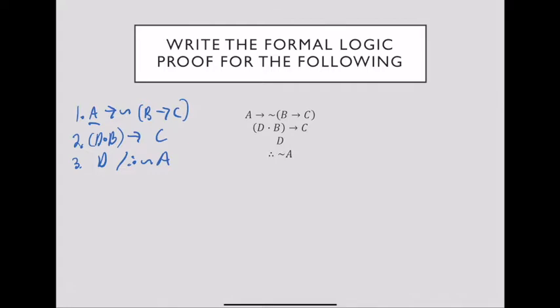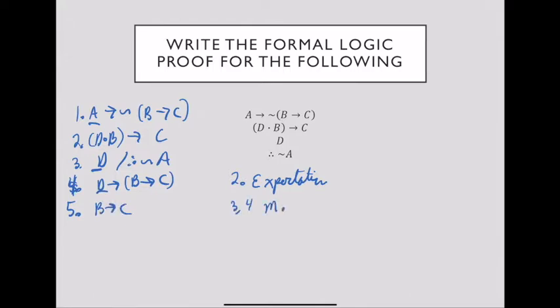So if I have D times B, D and B implies C, I can use exportation. Right? And what that does is that's going to give me D implies B implies C. That's what exportation does. Next, I can use modus ponens because I have D and D implies B implies C. And that's going to give me B implies C all by itself, using rows 3 and 4, modus ponens.